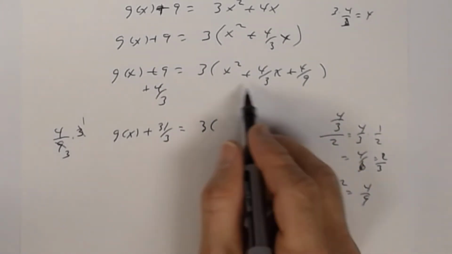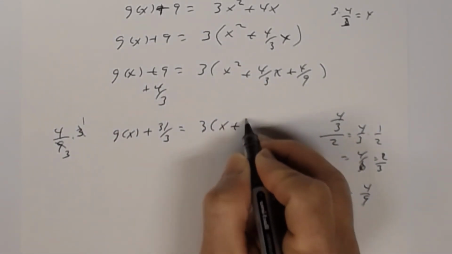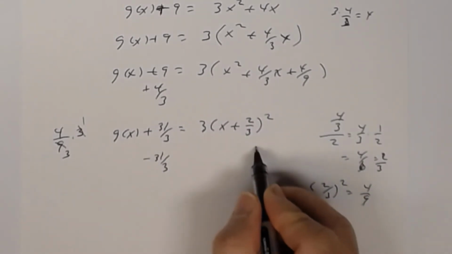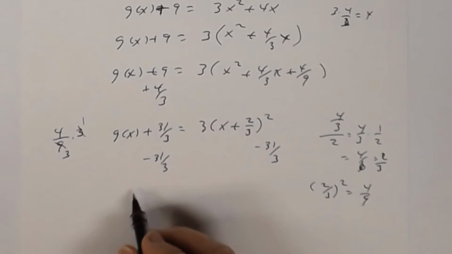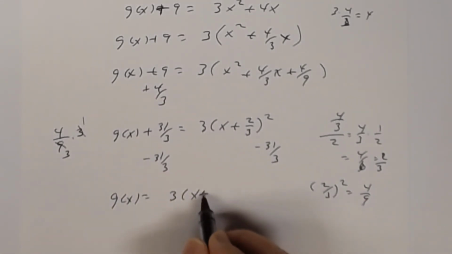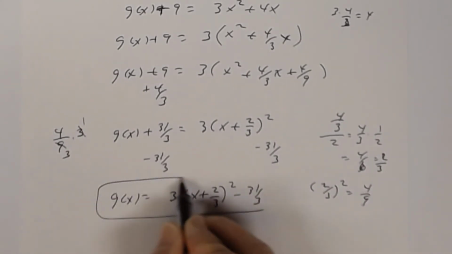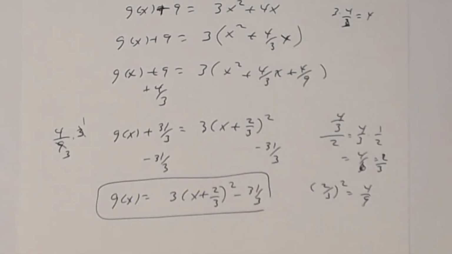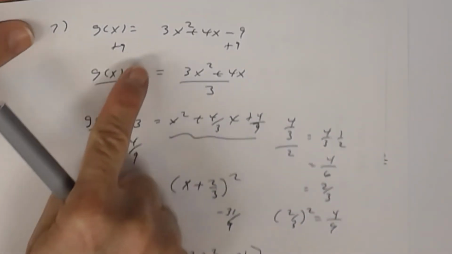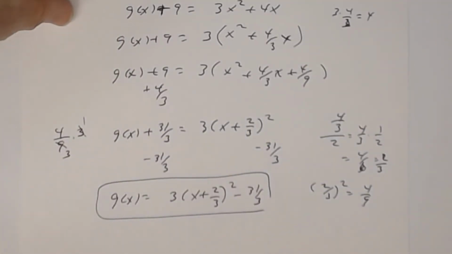And this should now be a perfect square trinomial. So when you factor, you get x plus 2/3 squared. And then subtract 31 thirds from both sides. Combine like terms, and you get g of x equals 3 times x plus 2/3 squared minus 31 thirds. And that's the same answer you got when you did the other approach. Just different ways of doing the same problem.